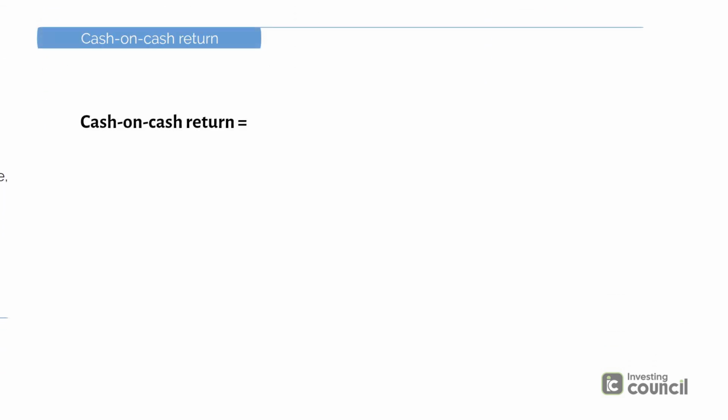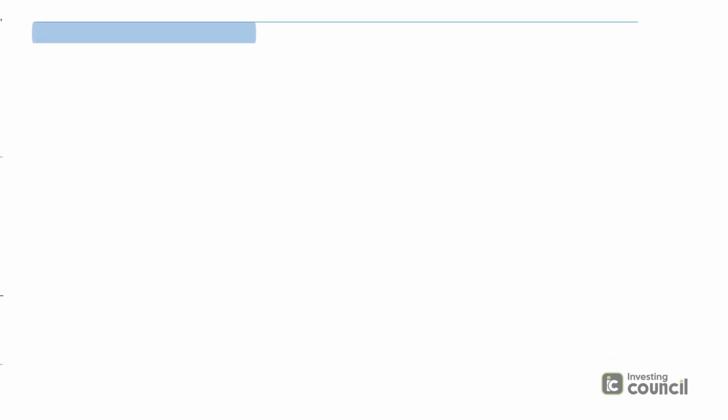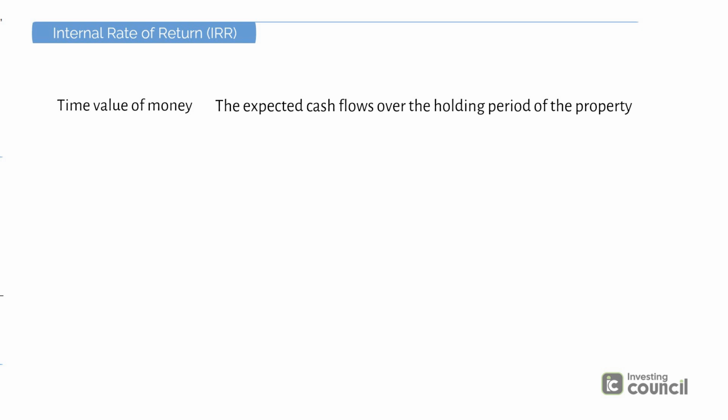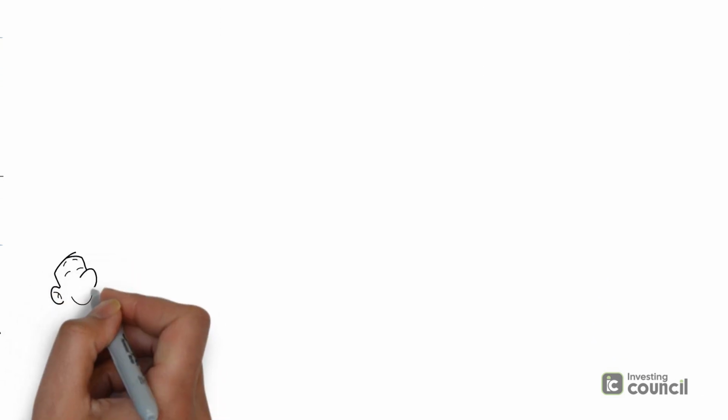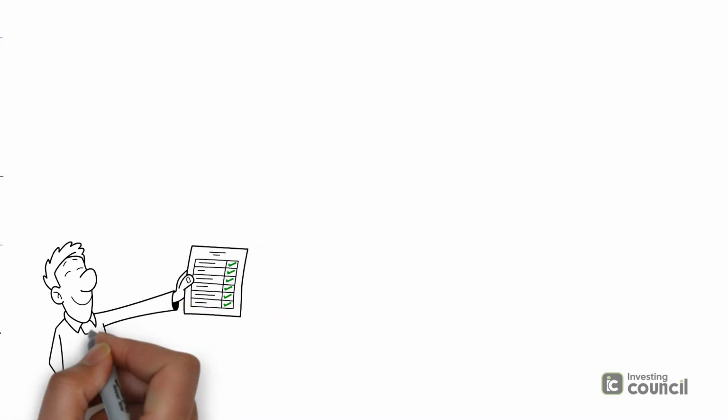Cash-on-cash return is calculated by dividing the property's annual cash flow by the amount of cash invested in the property. This metric is important because it shows the cash return on investment for the property. Internal rate of return, also known as IRR, is a more complex financial metric that takes into account the time value of money and the expected cash flows over the holding period of the property. This metric is important because it shows the overall return on investment, including any appreciation or cash flow on the property. When conducting a financial analysis, it's important to use accurate and realistic data for both income and expenses.